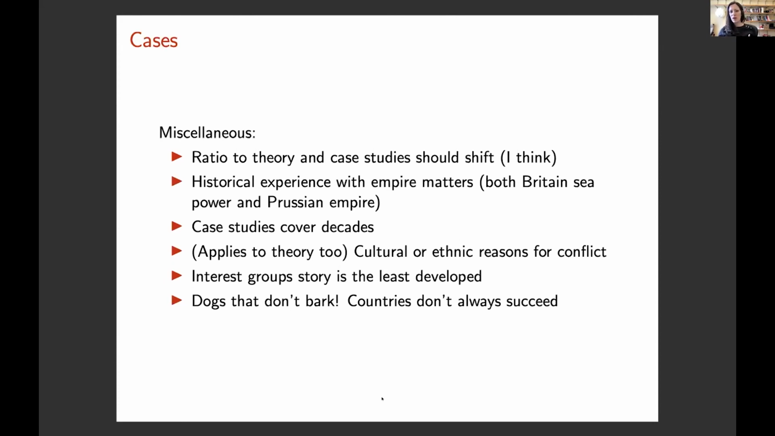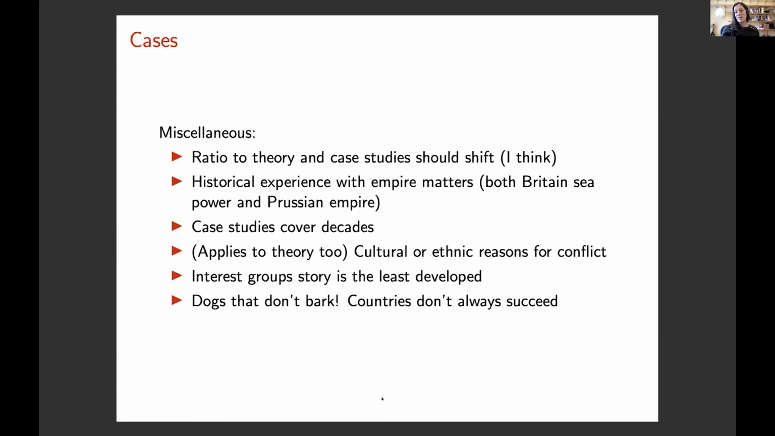I do think the historical experience with empire matters, and that wasn't really discussed. Both Britain as a sea power, but also the Prussian Empire. So what happens when you come... How do your conceptions of being a colonial power come from being colonized yourself? The case studies also cover decades. I think that this is a trade-off that I'm not sure helps you.